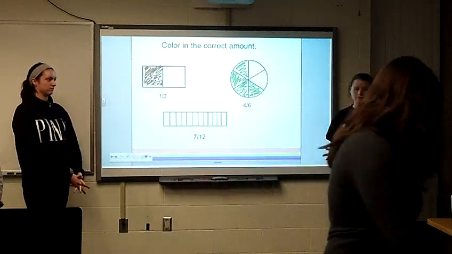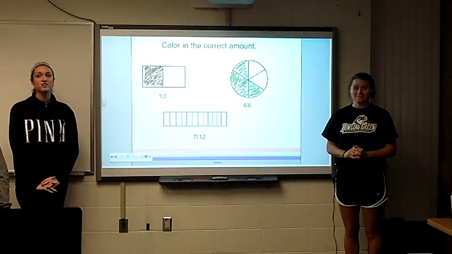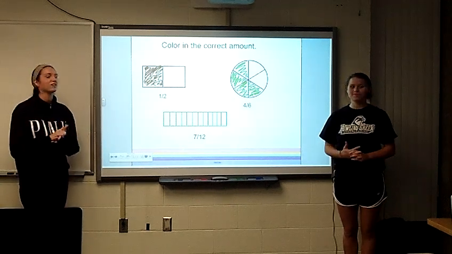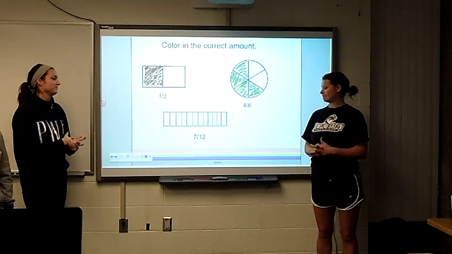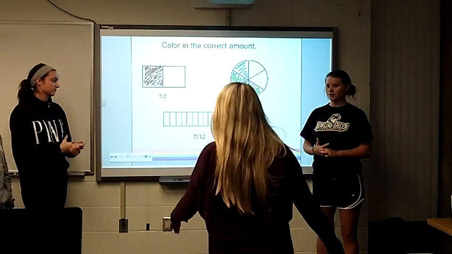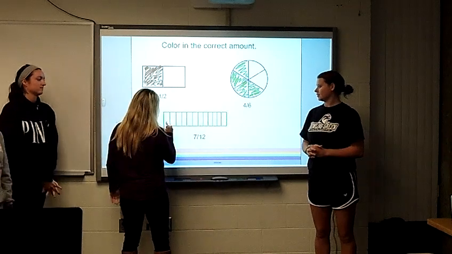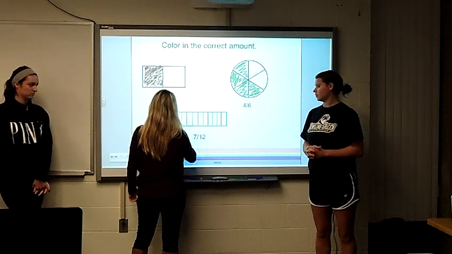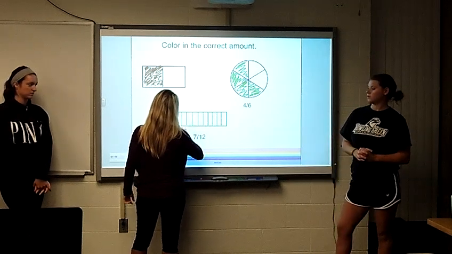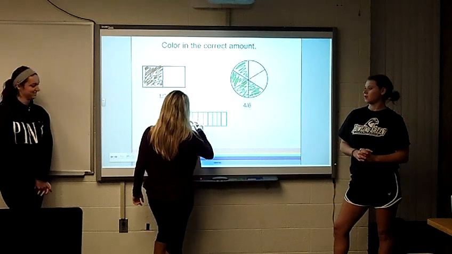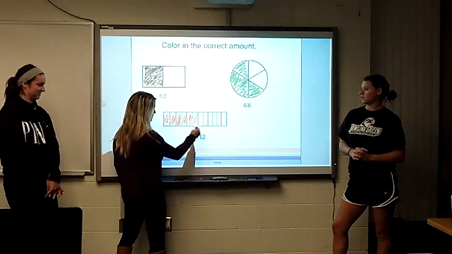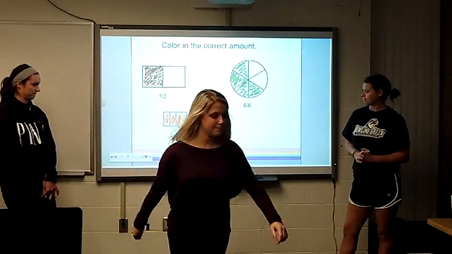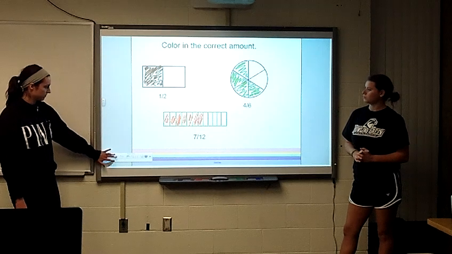All right, who would like to try the really hard one? It's really challenging. You can tell us your name. Lauren. We believe in you. 1, 2, 3, 4, 5. Wonderful. So why did you do it that way? Because I'm coloring 7 parts of the 12 whole parts. Wonderful. Correct. Good job. All right, let's move on to our next activity.